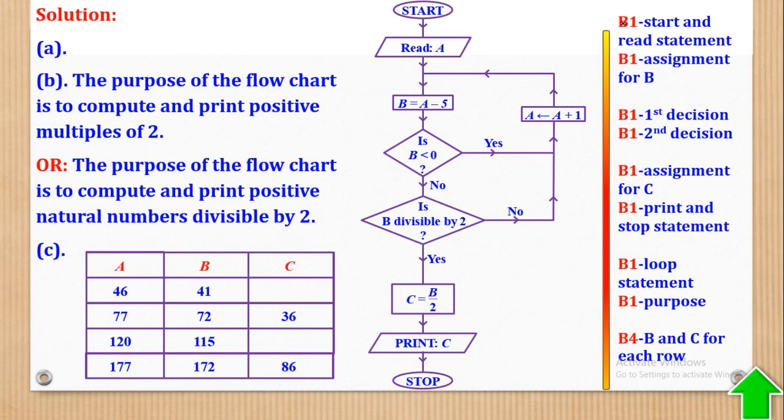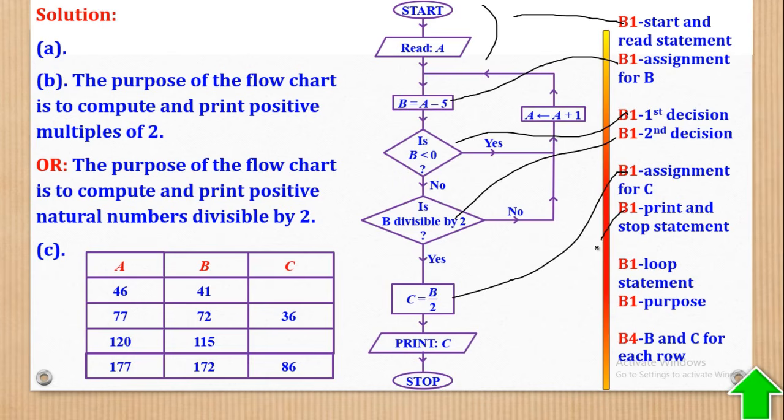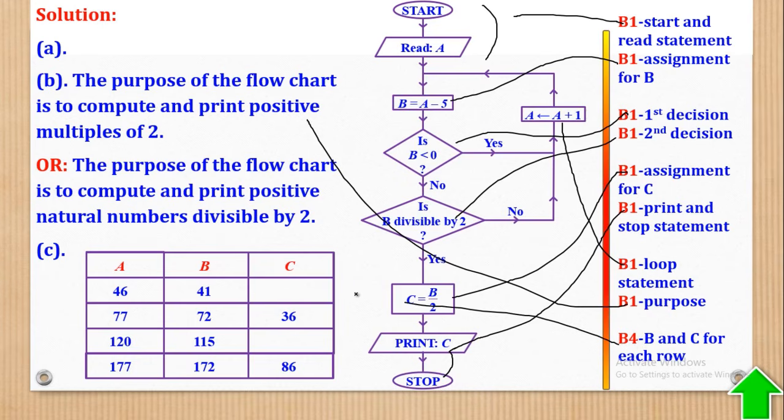So B1 for the start and read statement. Then this one is for assignment of B. Then this one is for the first decision. This one is for the second decision. This one is for the assignment of C. This one is for the print and stop statement. Then this one is for the loop, and B1 for the purpose. B4, B, C, and B. So this one is for each row. One for that, one for that, one for that, and one for that.